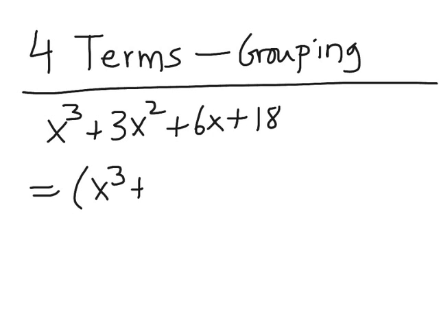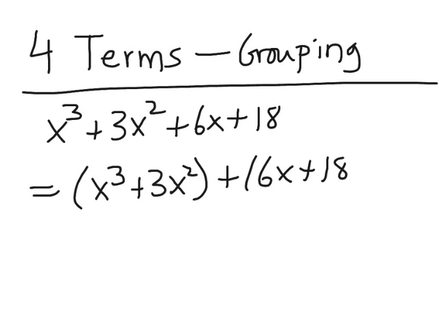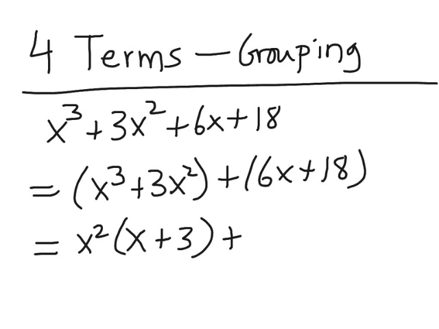All right, the reason this is called grouping is what we do is we group them in pairs. So I put the first 2 in one pair, and I put the second group in another pair. And then what I do is with each pair, I look for the greatest common factor. So for x cubed plus 3x squared, my greatest common term is an x squared. Left over, I would have x plus 3. Plus, my second group, the greatest common factor is a 6.